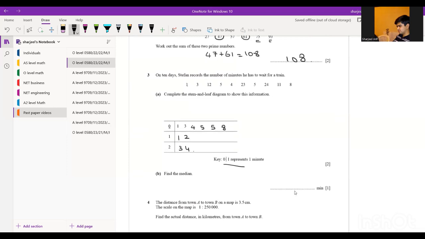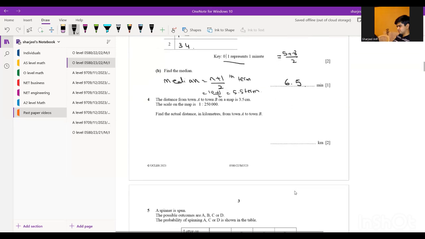For part B, we have to find the median. Median is a middle number. So we have a total of 1, 2, 3, 4, 5, 6, 7, 8, 9, 10 numbers. We will use a formula for the median, n plus 1 over 2. This will give the median term. So that would be 10 plus 1 over 2, the 5.5th term. So our answer lies between the 5th and 6th term, and that is 5 and 8. 1, 2, 3, 4, 5, and 6. So our answer will be 5 plus 8 divided by 2. So that would be 6.5.